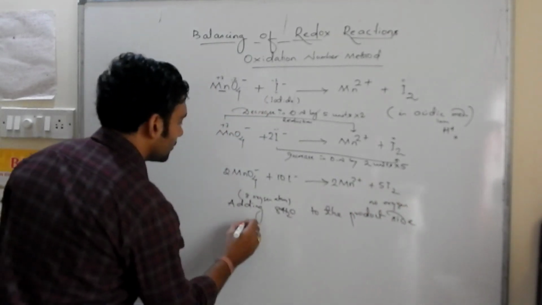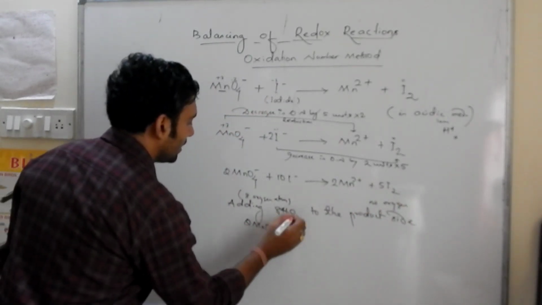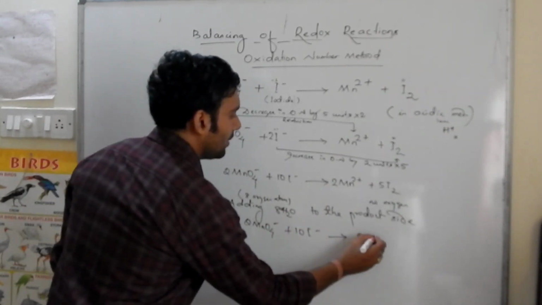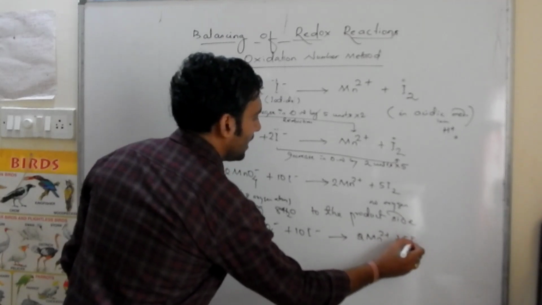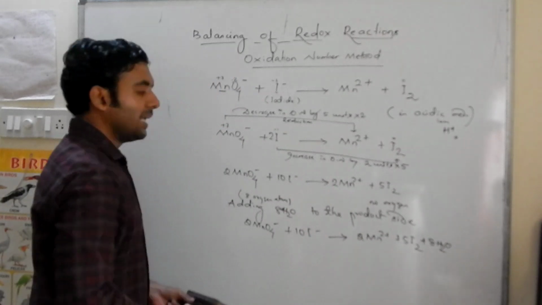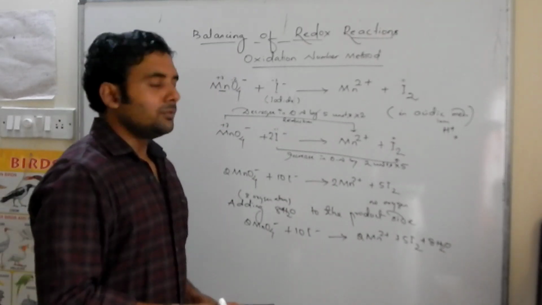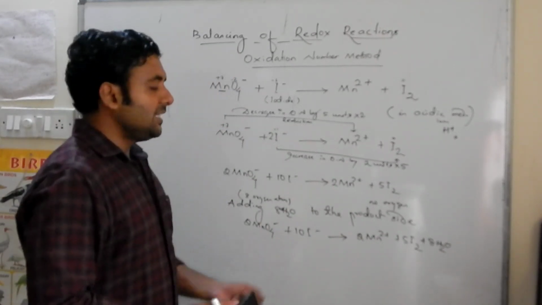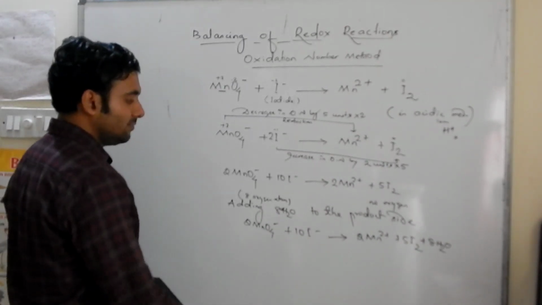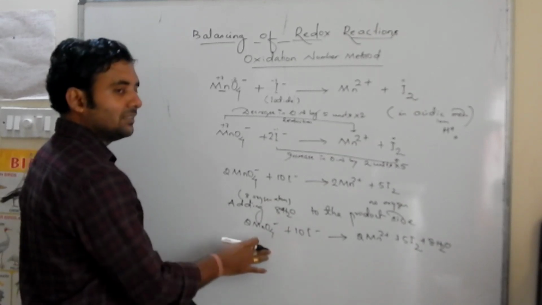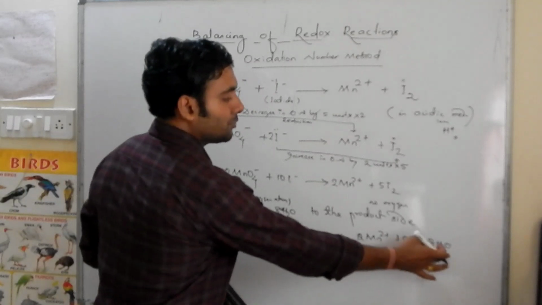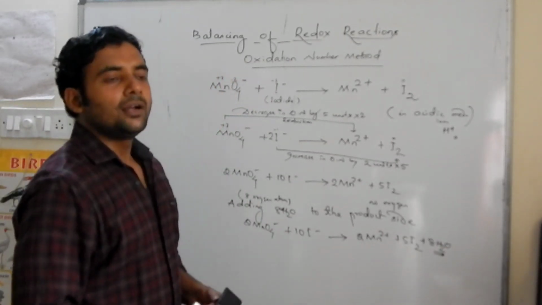So what you will get? 2 permanganate ion plus 10 iodide ion gives rise to 2 Mn2+ plus 5 I2 plus 8 H2O. Now the oxygen is balanced. Next, we have to balance the hydrogen atoms. So count the number of hydrogen atoms. There are no hydrogen atoms on the reactant side, but there are 16 hydrogen atoms on the product side, since 8 H2O means 16 hydrogen atoms.